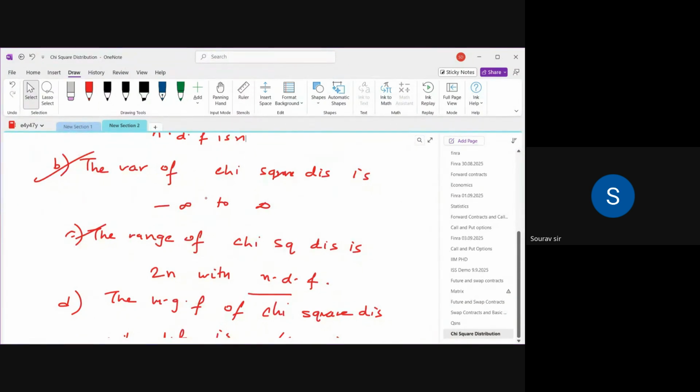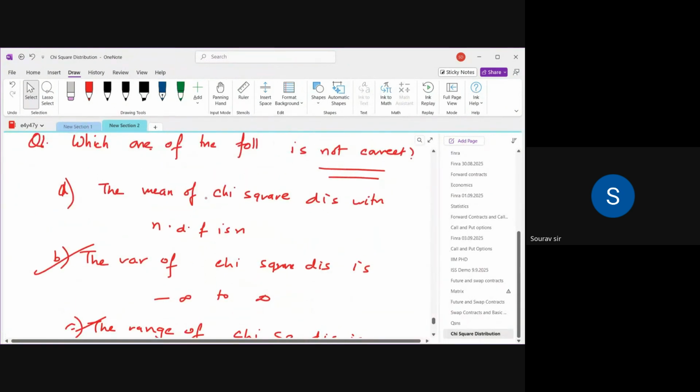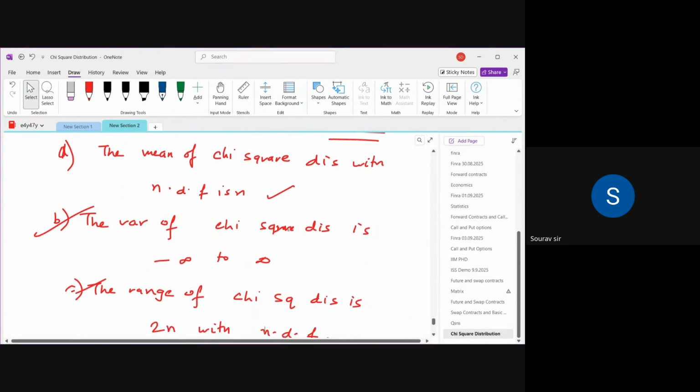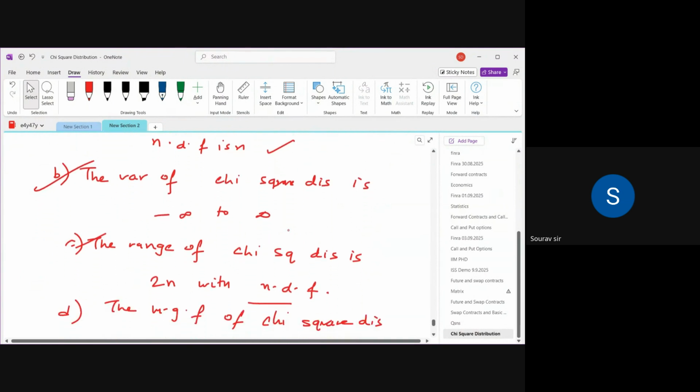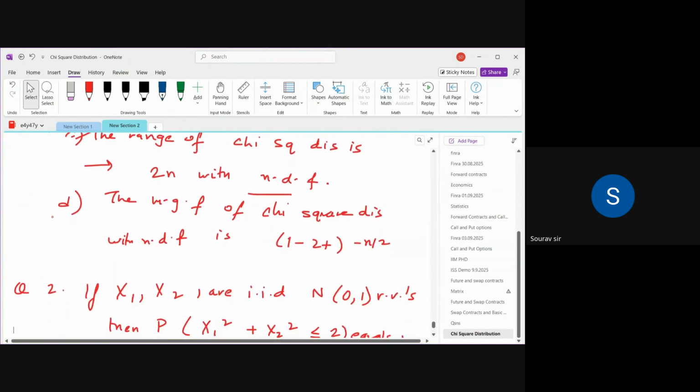Okay. So here the first option I have told, the mean of a chi-square distribution is n. This one is correct. The variance of chi-square distribution is minus infinity to infinity. Yes, this is not correct because we have done the graph today, correct? This one, the range of chi-square, no, it is not. This one also is the correct answer. And the question is which one of the following is not correct? And the MGF we told, that is also not. Okay, only that one is.